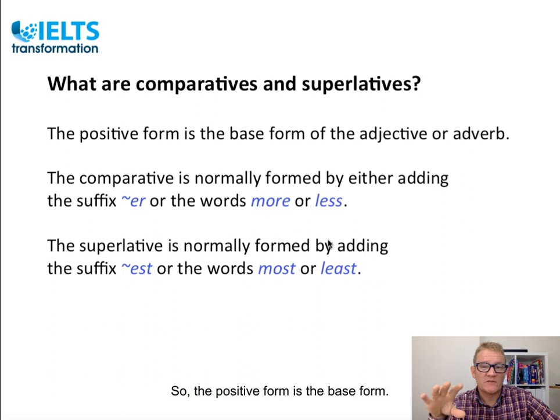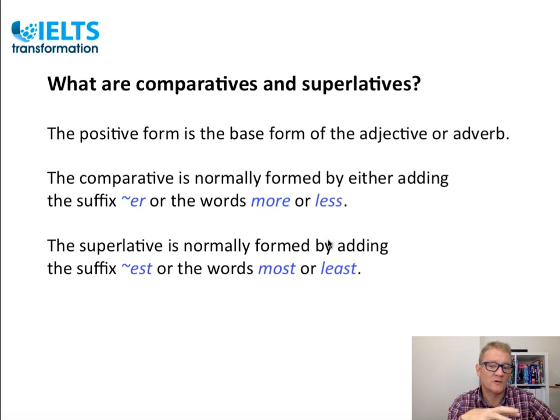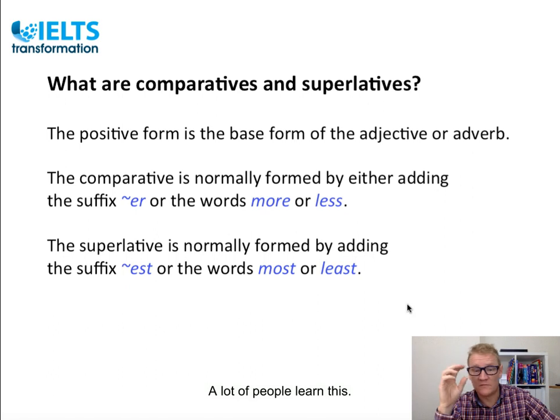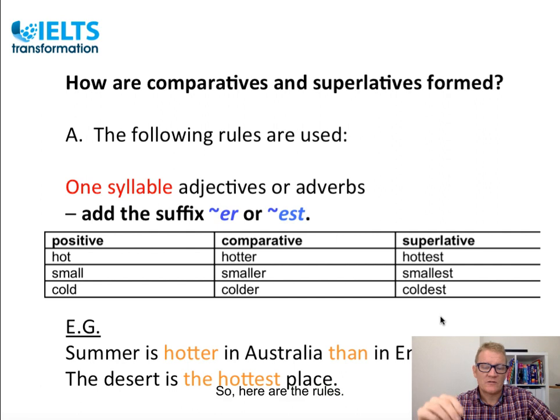So the positive form is the base form, and we can add ER, or more or less, or EST, or most or least. So don't forget the negatives as well, less and least. A lot of people learn this, so I'm probably just reinforcing, I'm supporting what you've already learned. So here are the rules.